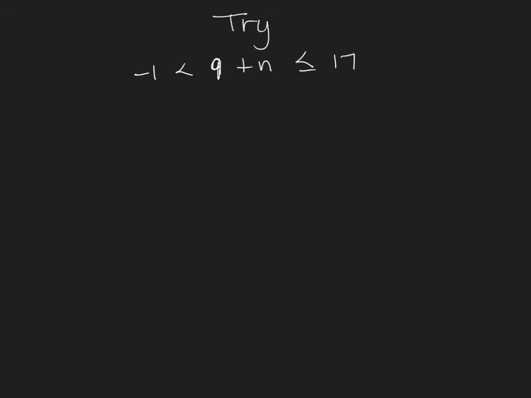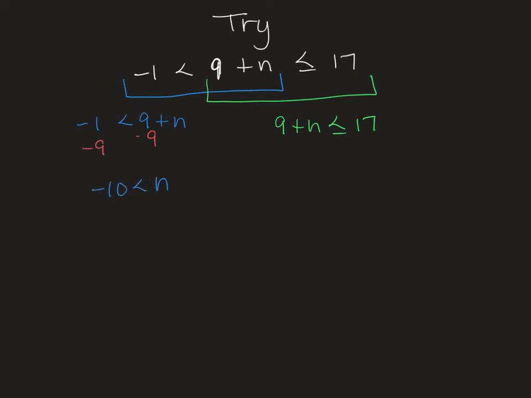So to solve this one, let's separate them out. I have this equation, and then I have this equation. So I'm going to have negative 1 is less than 9 plus n, and I'm going to have 9 plus n is less than or equal to 17. I'm going to subtract 9 off of both sides. I'm going to get negative 10 is less than n. I'm going to subtract 9 off of both sides. I'm going to get n is less than or equal to 8.